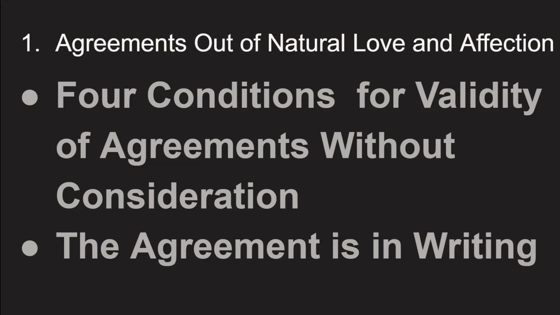There are 7 points I'm going to explain. The first one is agreements out of natural love and affection. Who will show love and affection to us? It can be our parents, our siblings, the relationship between husband and wife, or between grandparents and grandchildren. Nobody else will show natural love and affection.